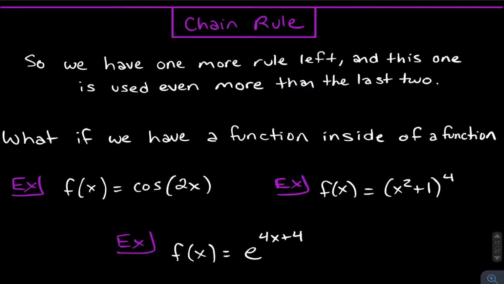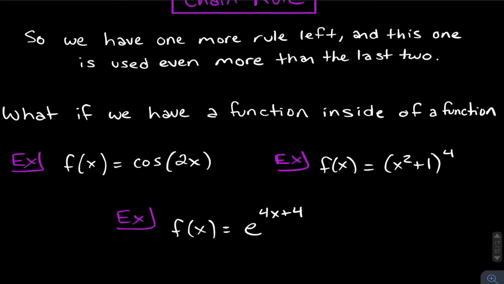Okay, here's chain rule. We have one more rule left, and this one is used more than the last two. It's definitely used more than product rule and quotient rule. What if we have a function inside of a function? Like Inception. We have something like cosine of 2x, where this 2x is inside of cosine.